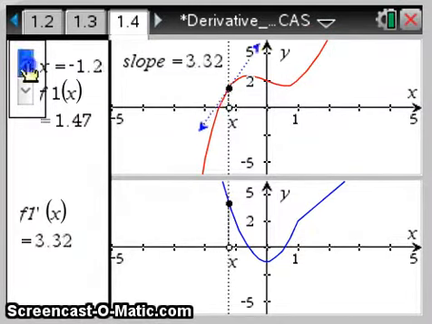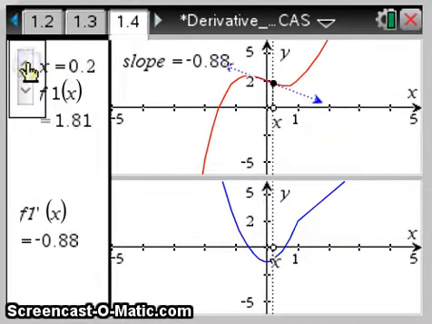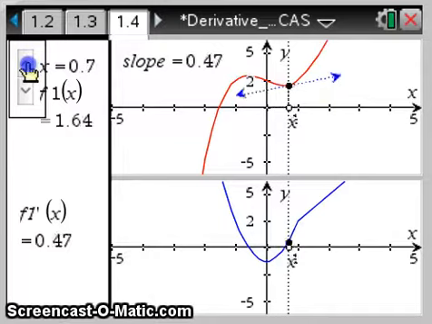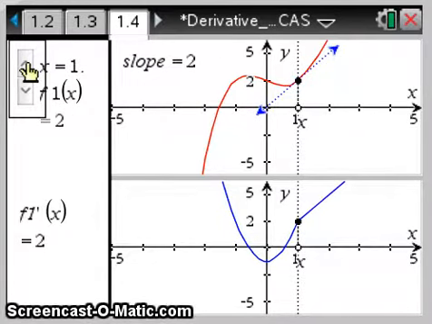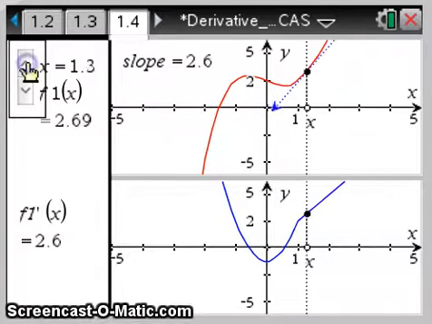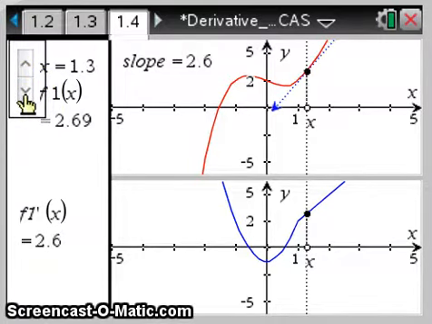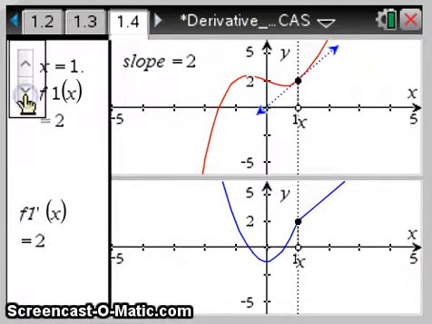Now let's have a look at what happens as we move the tangent line closer to the point x equals 1. Notice that the gradient is from the left around about 1.43 heading towards 2. If we skip across the point and come back from the opposite direction, from the point where x is 1.4 towards x equals 1, the gradient heads down towards 2.